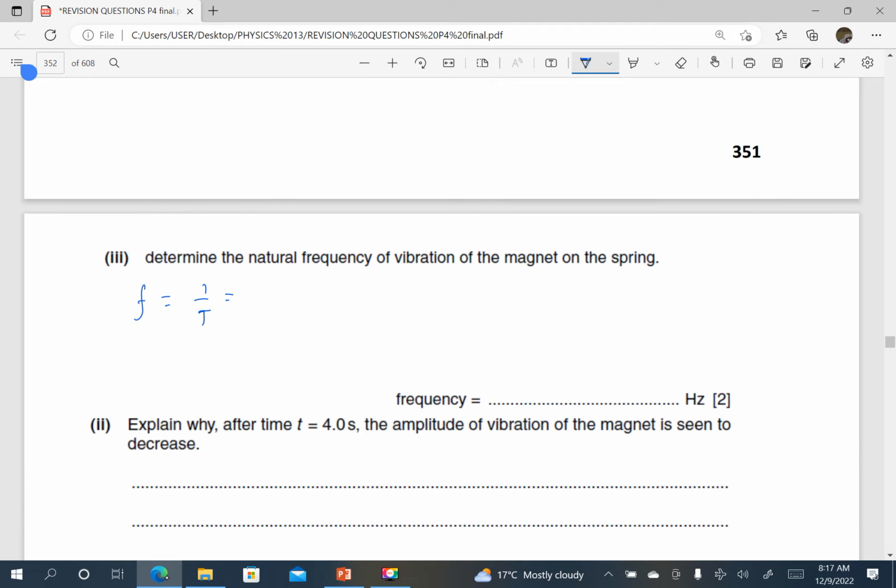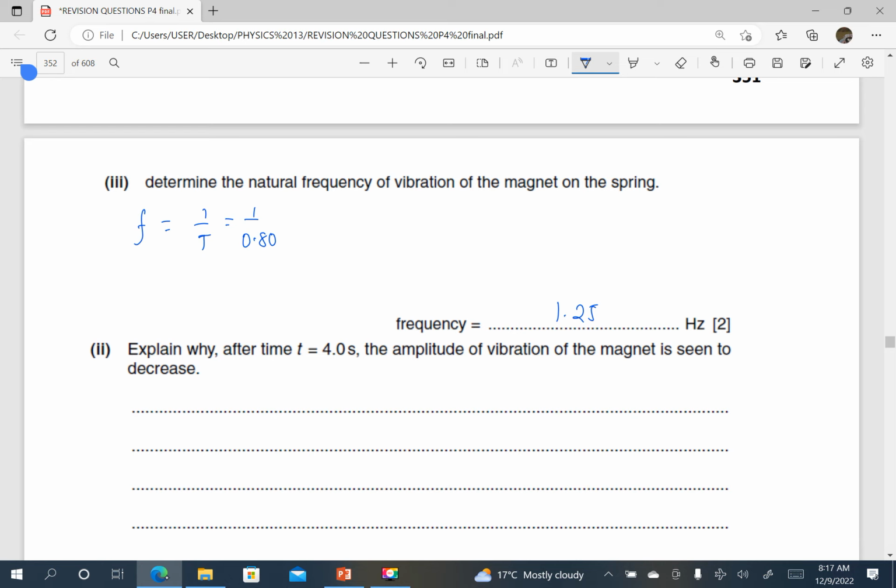So the frequency is going to be 1 over 0.8 in seconds. Then I press my calculator, 1 divided by 0.8. So the frequency is 1.25.